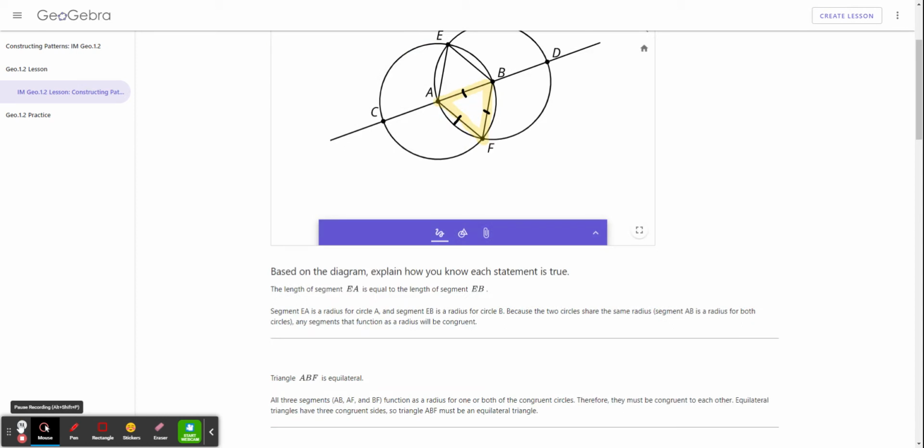All right, so all three segments AB, AF, and BF function as a radius for one or both of the congruent circles. Therefore, they must be congruent to each other. Equilateral triangles have three congruent sides, so triangle ABF must be an equilateral triangle.